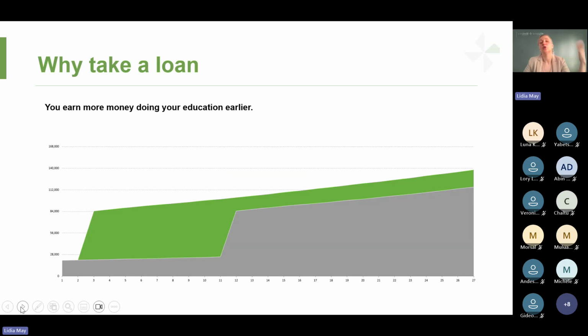You might be wondering, why do I need to take a loan, right? I have my savings, or maybe your parents were telling you that all loans are bad.